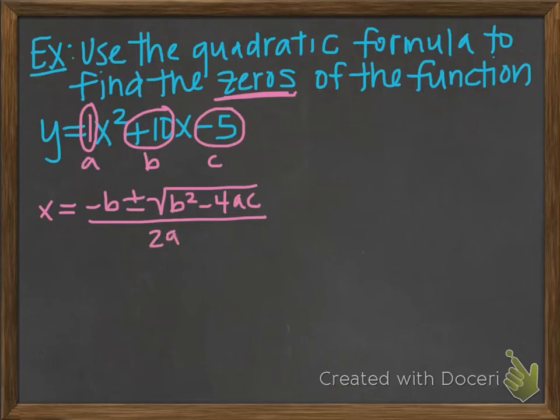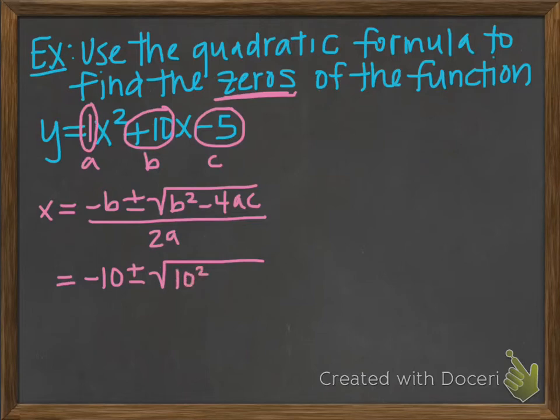Let's go ahead and plug in all the numbers. Negative b is opposite b, so since our b is positive 10, we're going to put negative 10. Plus or minus square root of b squared is going to be 10 squared, and since 10 is positive, I don't have to put it in parentheses.